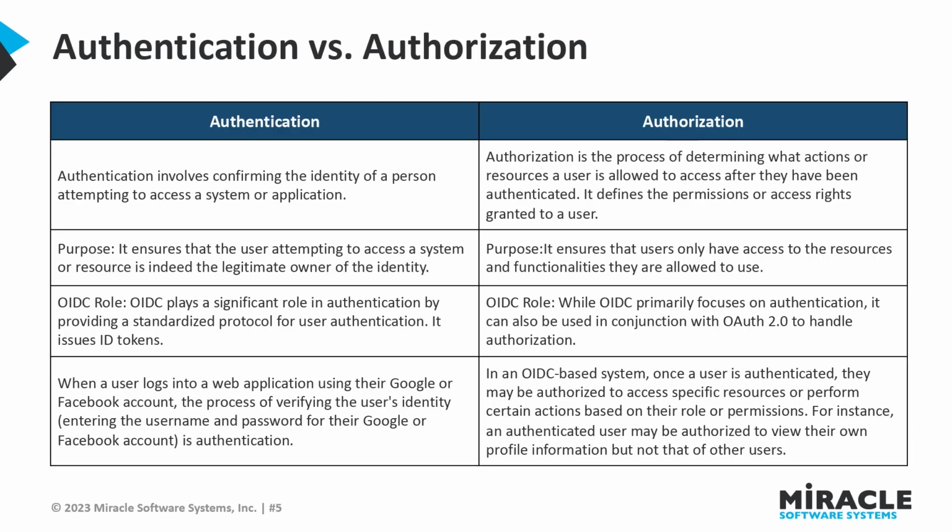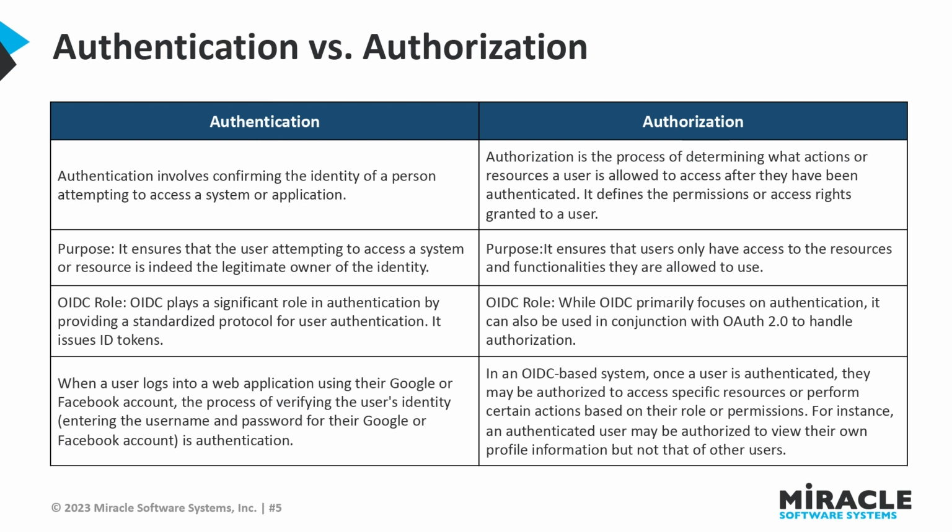Let us discuss the differences between authentication and authorization. Providing just access to the system or application, which involves identity confirmation, is known as authentication. Whereas authorization, on top of authentication, helps us determine what actions or resources a particular user is allowed to use. The purpose of authentication is just to confirm whether the user is indeed a legitimate user or an owner of that identity or not. On the other hand, authorization's main purpose is to ensure that the user has access to the resources and functionality that they are allowed to use.